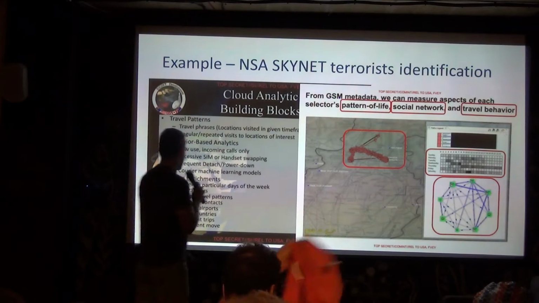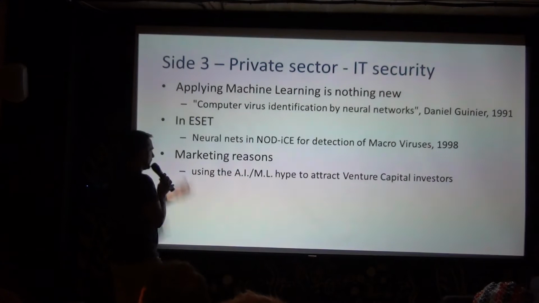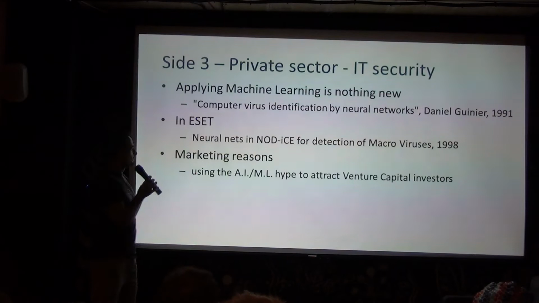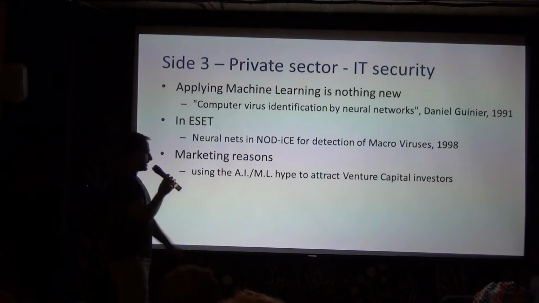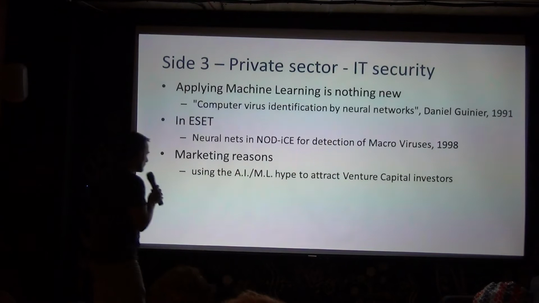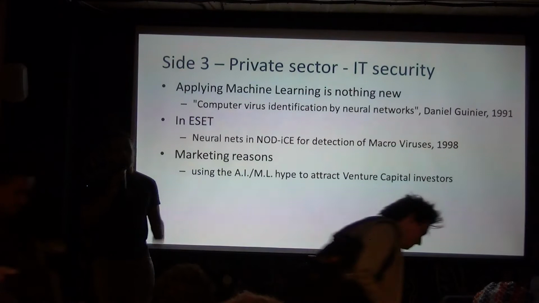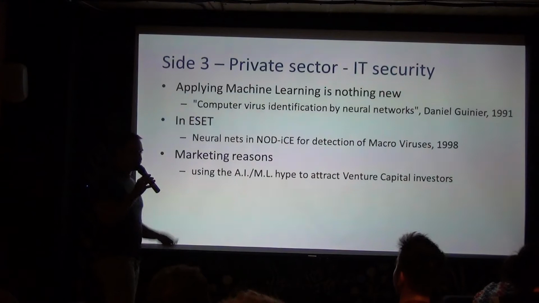So, I'm from the IT security industry, and in fact for IT security it's nothing new. The first known article about using machine learning for detection of computer viruses is from 1991. In ESET, in 1998, in NOD ICE, there was a small module for detection of macroviruses using neural networks, and over the years it evolved to what we have right now. Of course, in IT security, if you look at any startup, they use the machine learning hype to attract VC investors. If you put any machine learning into your marketing, it's very easy to get like $100 million of investment. And there are a lot of companies that do it.